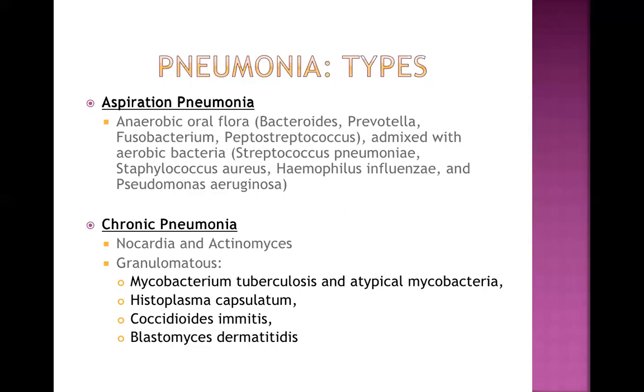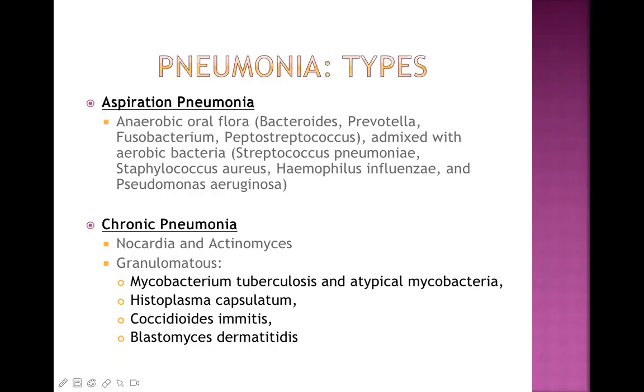So remember this, this is considered a very serious type of pneumonia. Some of the anaerobic oral flora written here are Bacteroides, Prevotella and Fusobacterium, as well as Peptostreptococci. These are examples of anaerobes. They may be mixed with aerobic bacteria like pneumococci. Streptococcus pneumoniae is pneumococci, Staphylococcus aureus, Haemophilus influenzae, and Pseudomonas aeruginosa. They are aerobic. So this may be a mixture of infection.